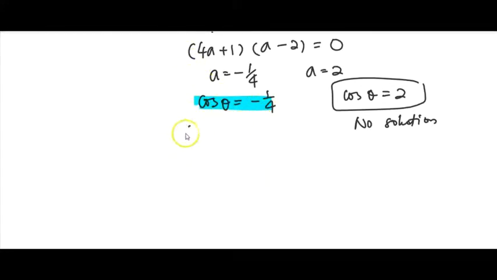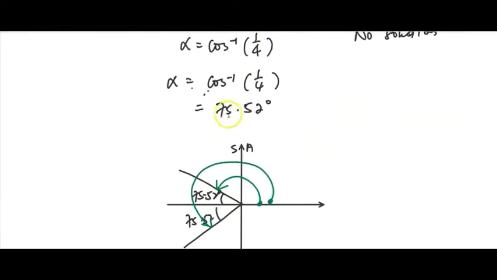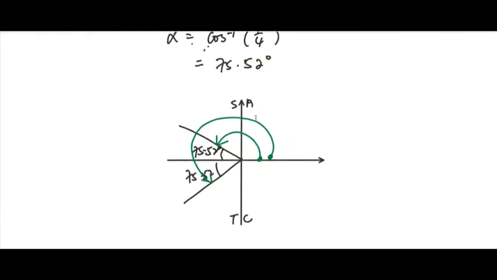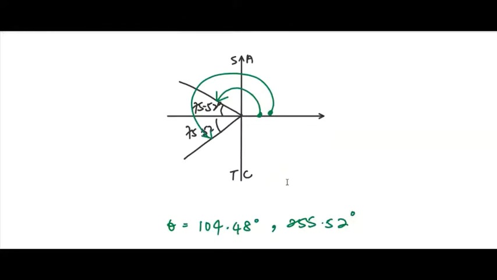I have to find the basic angle by finding the arc cos of 1 over 4. The basic angle is 75.52 degrees. And we have this diagram to locate our angle. The green line shows that I'm measuring the angle starting from the positive x-axis to the line that we draw.